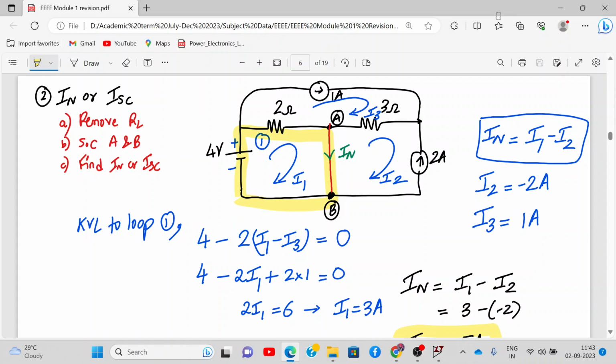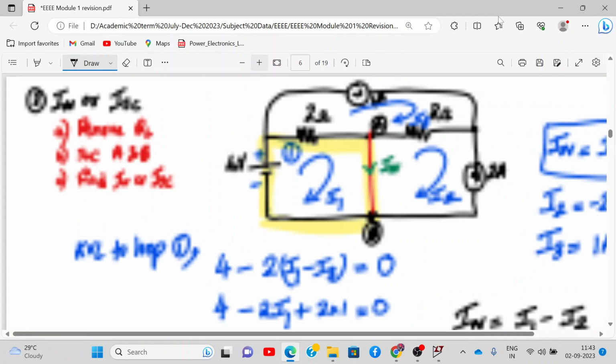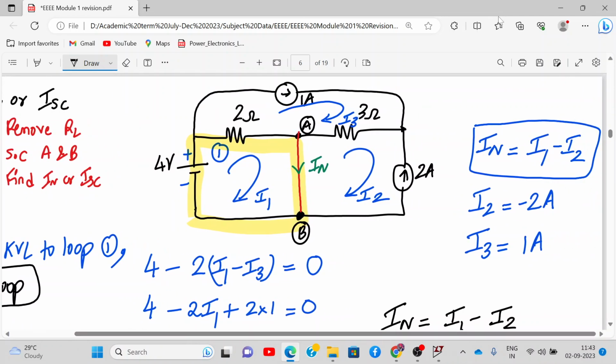Sir, when you apply KVL to loop 1, we can't use mesh 1 and mesh 2 instead? We have applied KVL only to loop 1, no? This is mesh only. Mesh and loop are one and the same thing. But we're using here mesh 1 and mesh 3. So we can't use the first and second mesh. Why?